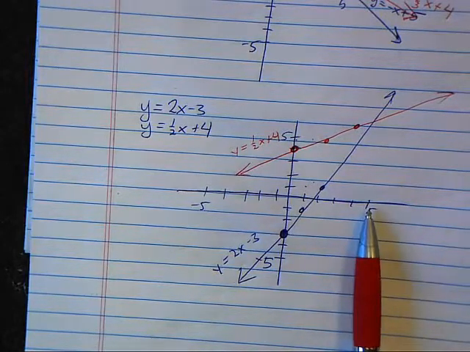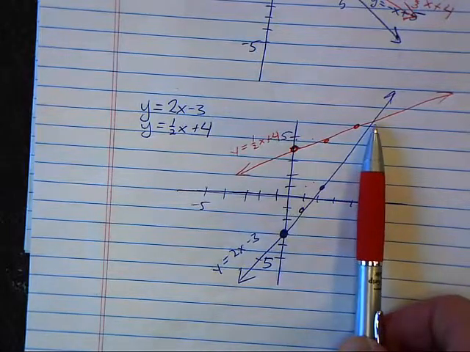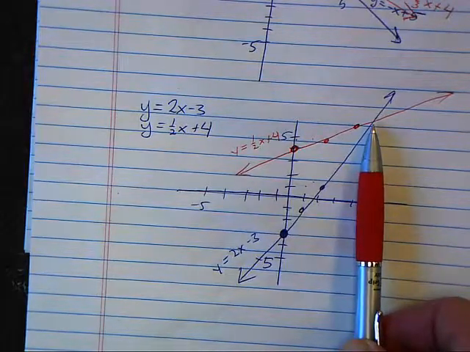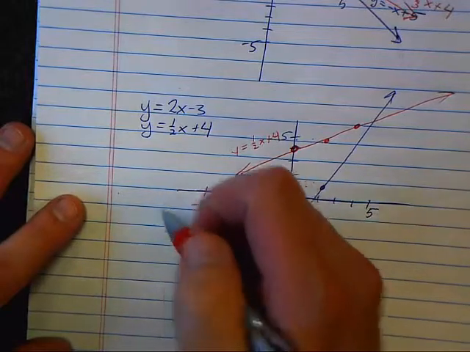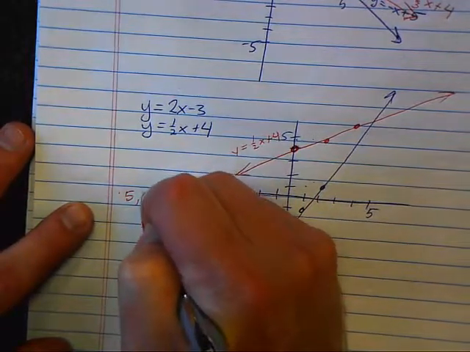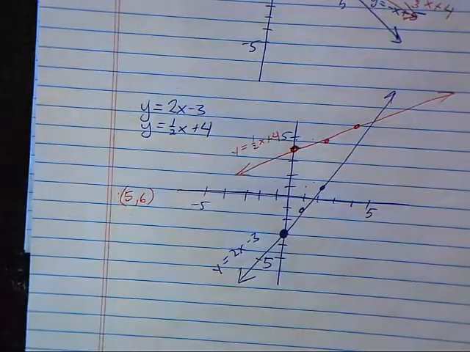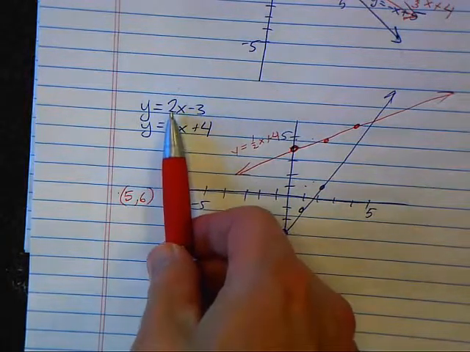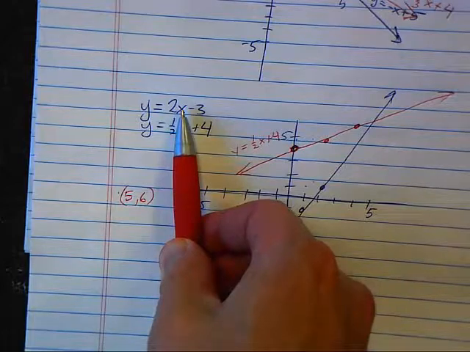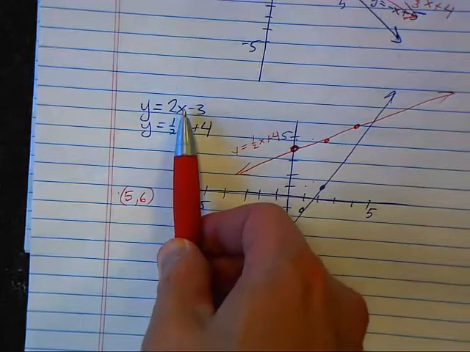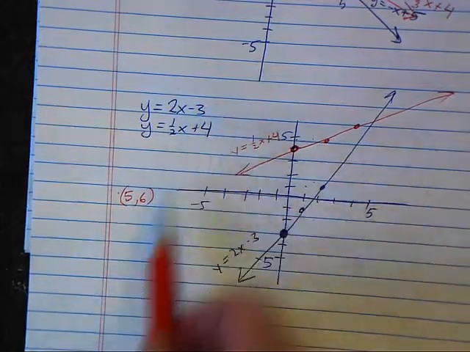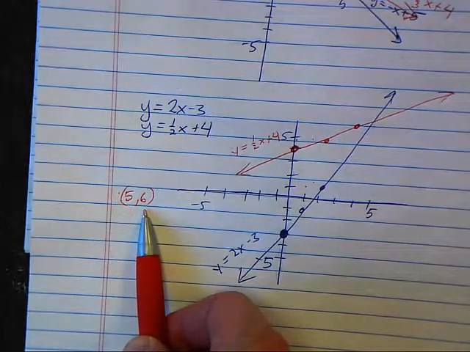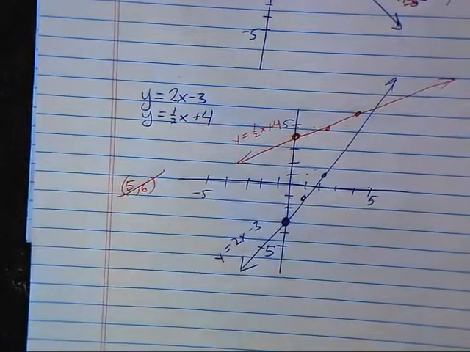Looks like x could be 5 and y could be how much? 6. So 5 comma 6, is that the right answer? Plug them in. If I plug 5 in here, 2 times 5 is 10. 10 minus 3 is 7. So that's definitely not the right answer. It didn't work in the first one. So 5 comma 6 was not the right answer.